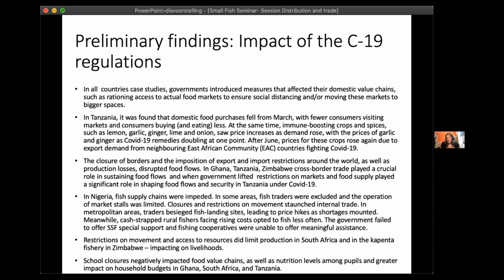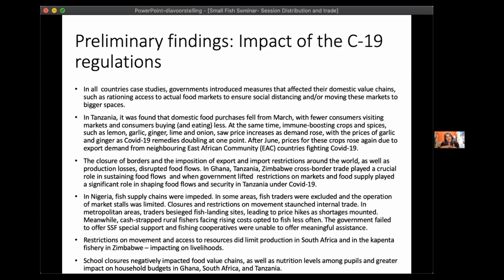In Nigeria specifically, fish supplies were impeded. In some areas, fish traders were excluded from operations, and closures and restrictions on movement in internal trade and metropolitan areas left some traders besieged at fish landings, leading to price hikes and shortages, and creating cash-strapped rural fishers facing rising costs and opting to eat less fish.